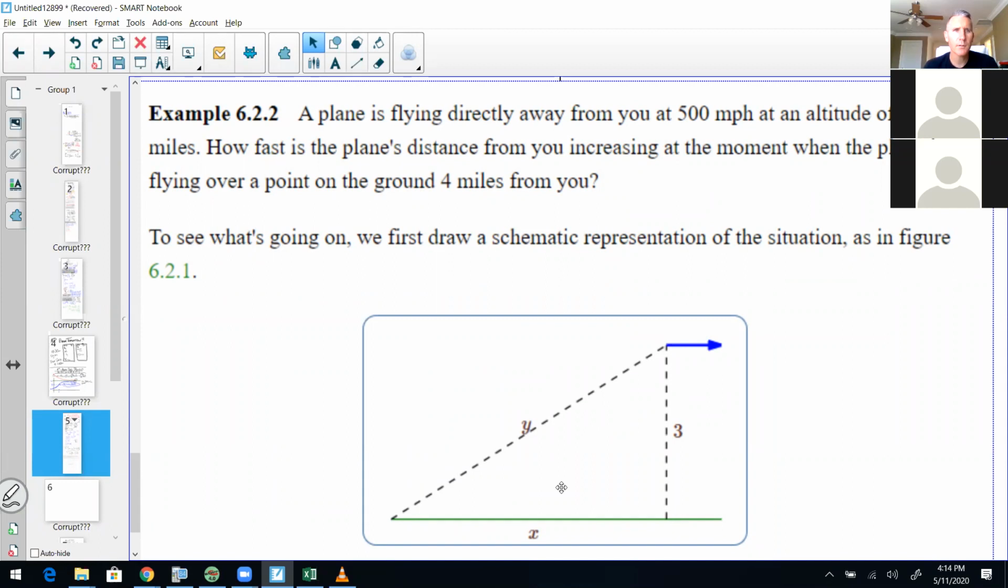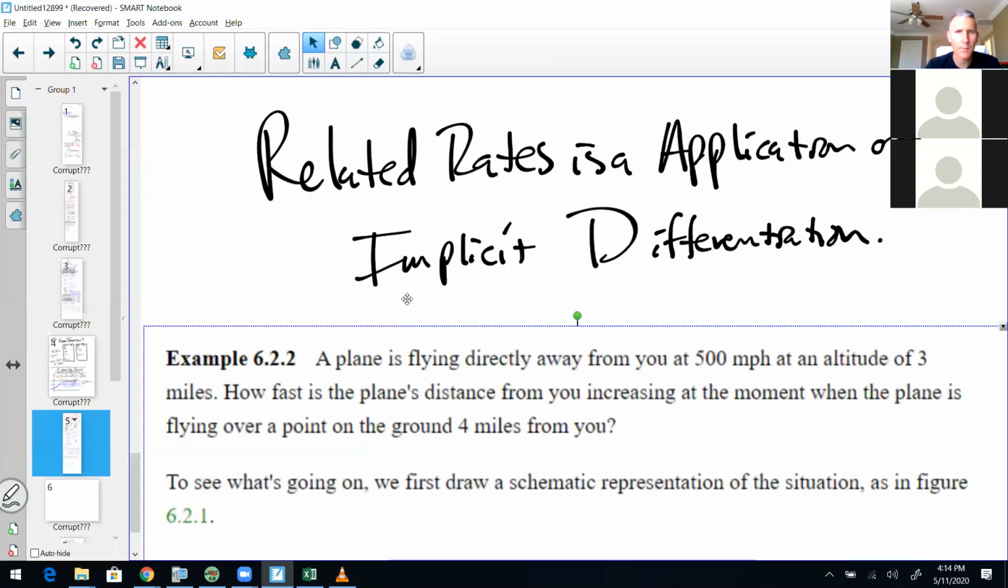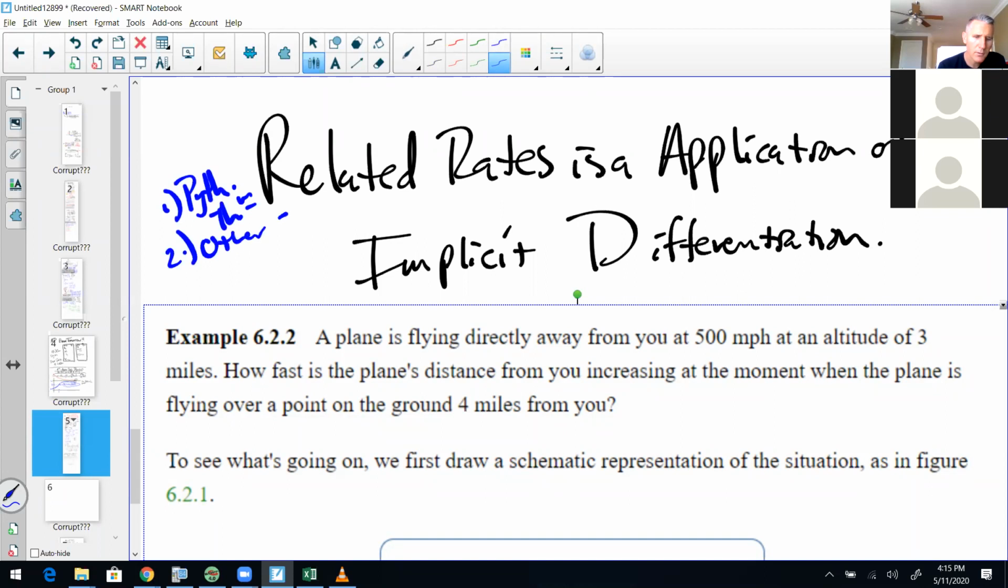I'll put this over here. Okay. So there are three main types of related rates problems. Again, this is just me, I classify them into three different types. Those three types are your basic Pythagorean theorem, the second is other geometry.